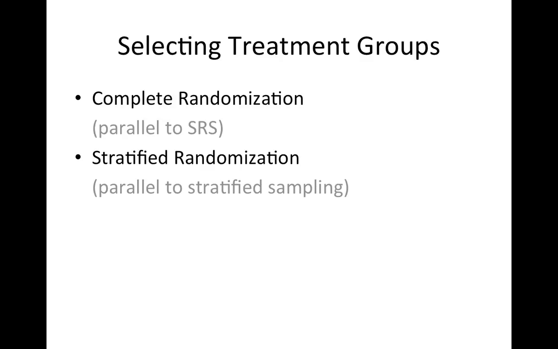And then there's also stratified randomization, which is parallel to stratified sampling. And this would be akin to putting all the names of the women in my sample in a hat and randomly drawing some of them to have their doors knocked on, and also putting all the names of the men in my sample in a hat and randomly drawing some of them to have their doors knocked on. And that's going to guarantee that among the people who have their doors knocked on, there will be both men and women, and among the people who do not have their doors knocked on, there will be both men and women.